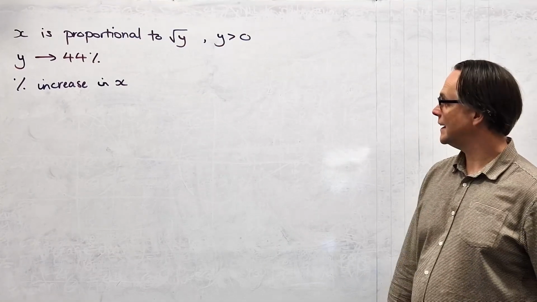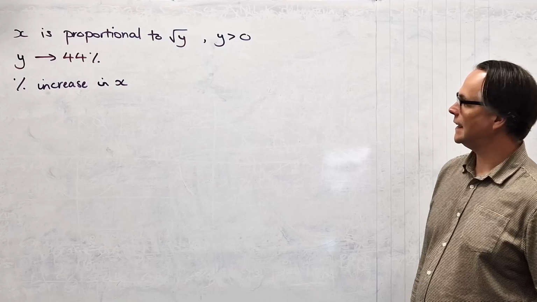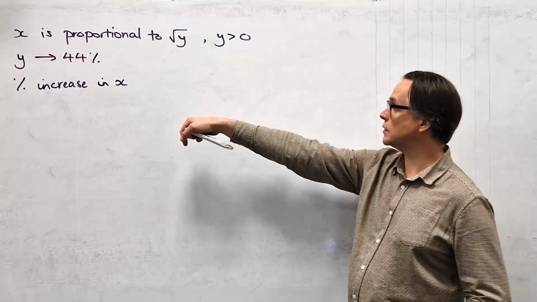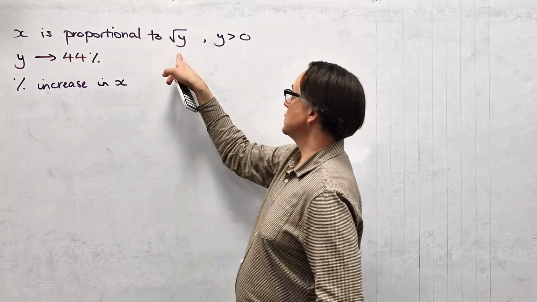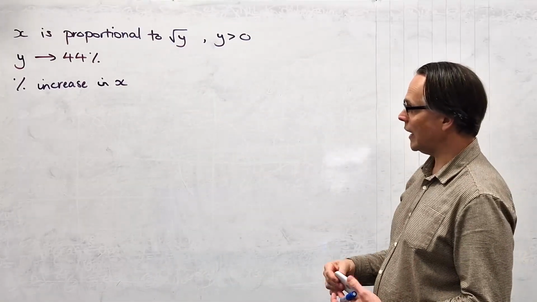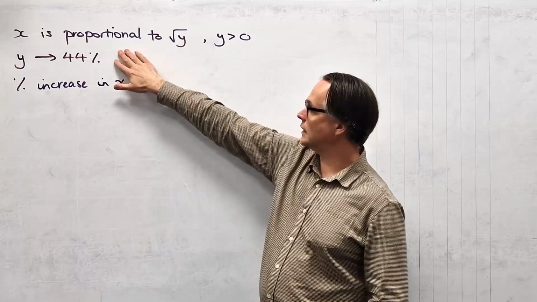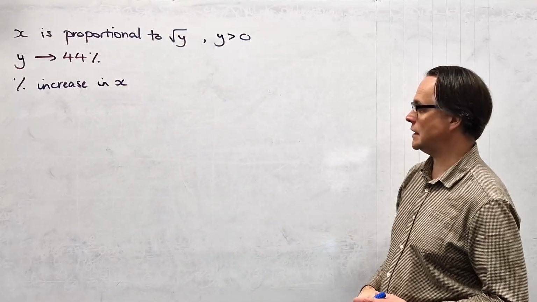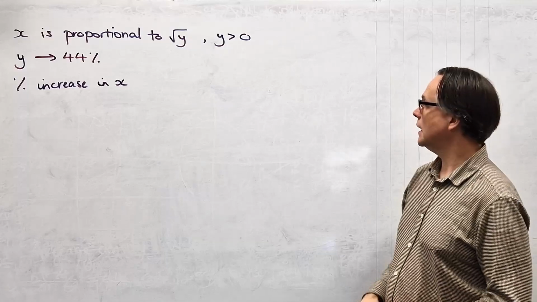Right, I'm back. This is a question about proportionality. As you can see, I've summarised it on the board. x is proportional to the square root of y, where y is greater than 0. We're told that y is increased by 44%, and then the question says, what is the percentage increase in x?